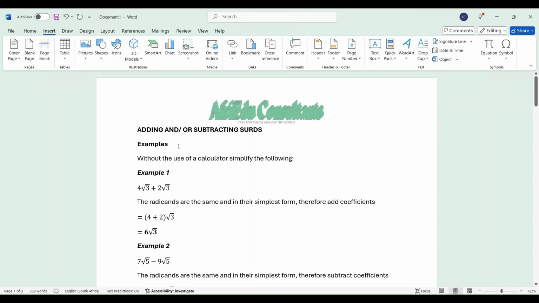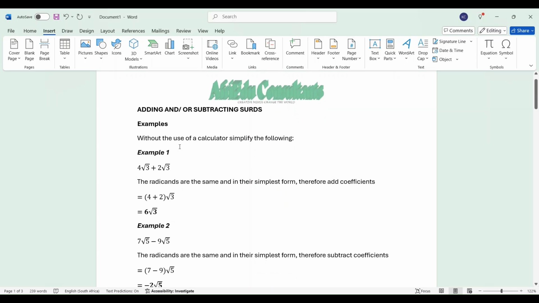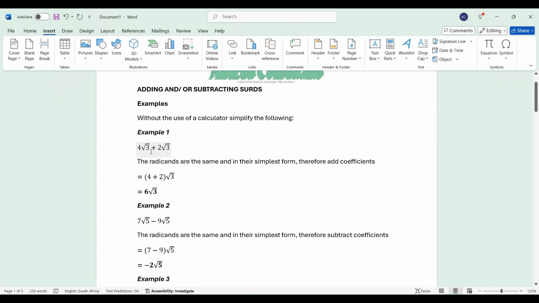Next, we want to be concentrating on the adding and subtracting of surds. We have got the examples that we have here. First one, we are having 4 root 3 plus 2 root 3. Here the radicals are the same and in their simplest form. Therefore, we just have to add the coefficients of the surds. So 4 plus 2 is going to give us 6. So our final answer is going to be 6 root 3.